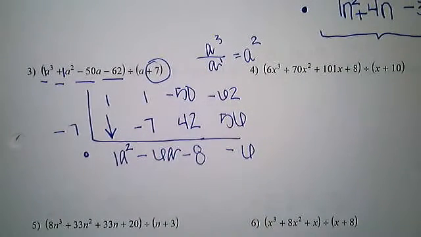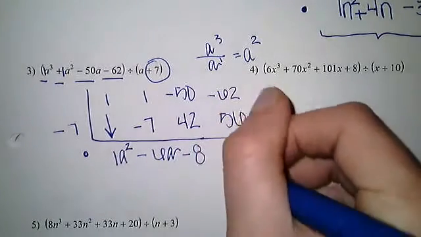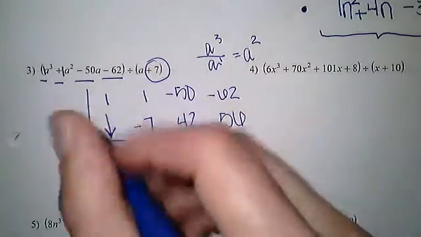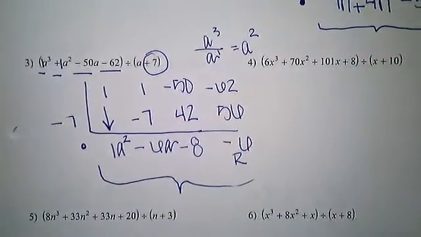So what is the next highest power of A? That's A1 or just A. This will be our constant, and this over here will be our remainder, which you can just put in R. And that's how you would write your final answer.